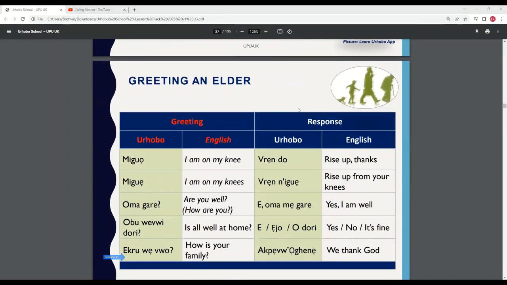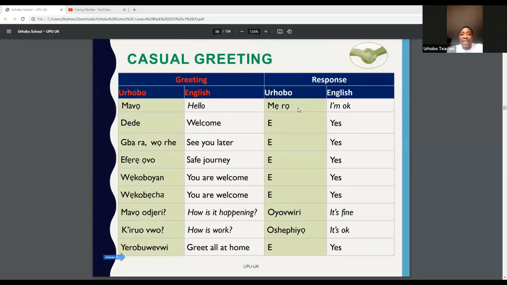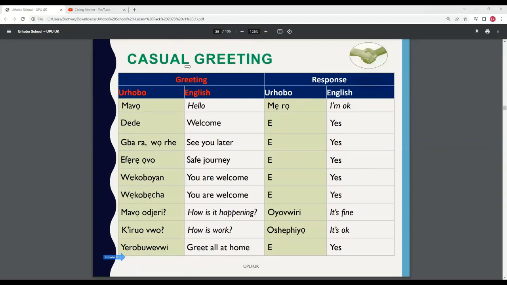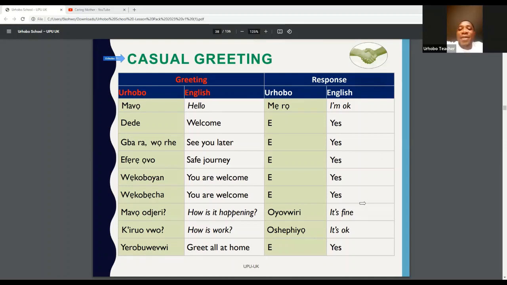Now, these casual greetings can be done from an elderly person to younger person, from younger person to an elderly person, to peers, to just anybody. You can do it.